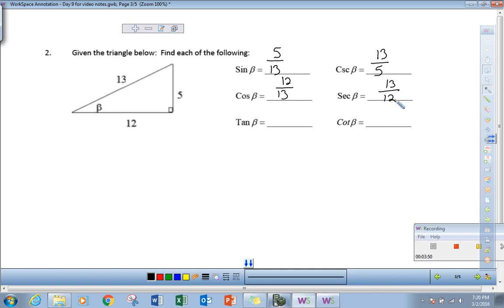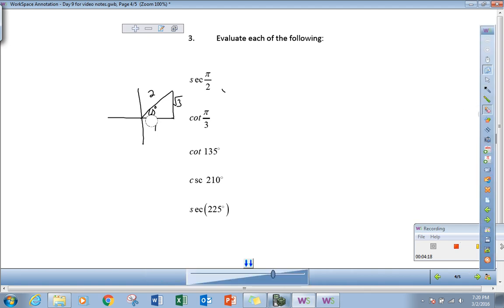The tangent, the opposite over the adjacent, meaning the cotangent is going to be the adjacent over the opposite. Simply the reciprocals. If you multiply them together, guys, you'll get 1 every time. Unless there's a 0 involved. Then that's a different story. That's coming up.